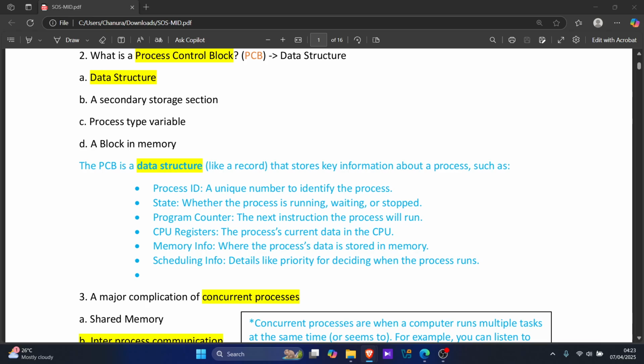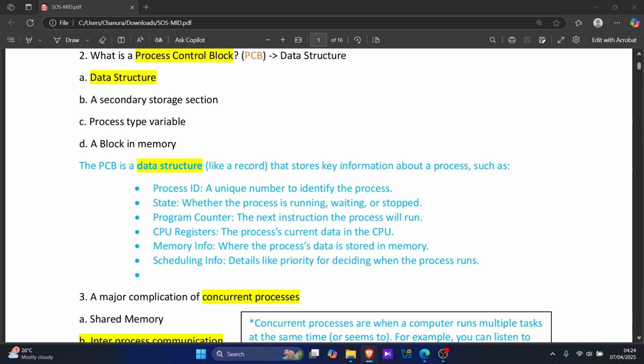Option D, a block in memory. Well, the PCB is stored in memory, but calling it a block in memory is vague. A block could refer to any chunk of memory. The key here is that it's specifically a data structure. The term data structure is more precise because it defines how the information is organized. The notes provided also explicitly state that the PCB is a data structure with listed components. Therefore, the correct answer should be a data structure.